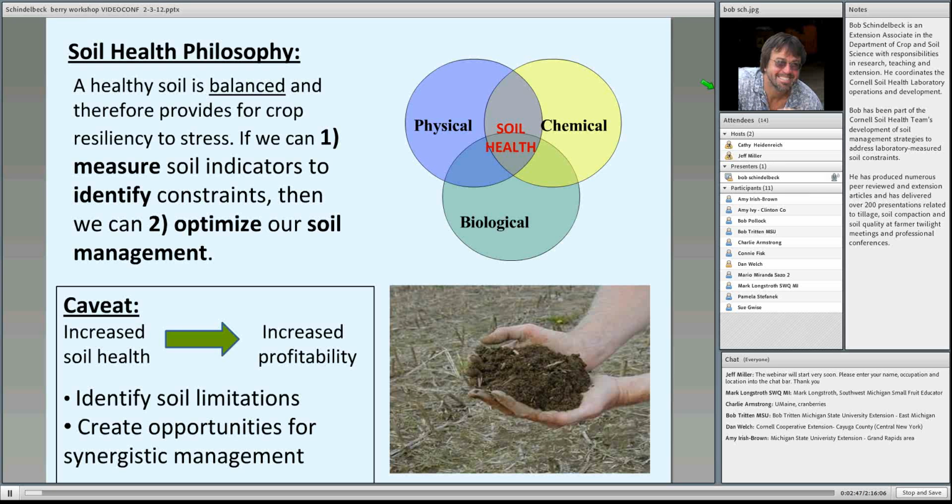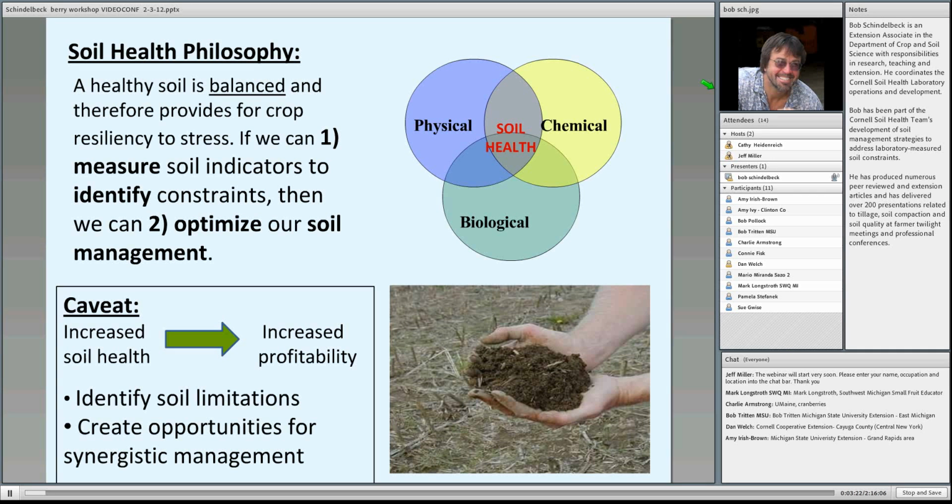So this is it in a nutshell. Our philosophy is that a healthy soil is balanced between the blue disc, the yellow disc, and the green disc you see on the right. We see it as a three-legged stool of these different soil properties. We want to understand what's going on in each of these realms such that our stool is balanced and not weak at one place or another. What we talked about last week was measuring different indicators in these soil arenas to find out if we have any limitations.